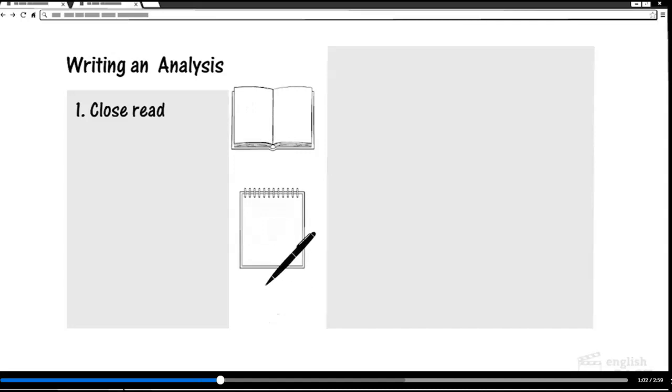Here are the steps. After you've already read the text once, go back and read it a second time. This time, you do a close read. Close reading means reading really carefully and taking notes on things you notice. For instance, if the author repeats words or phrases or seems to be emphasizing certain images or ideas.